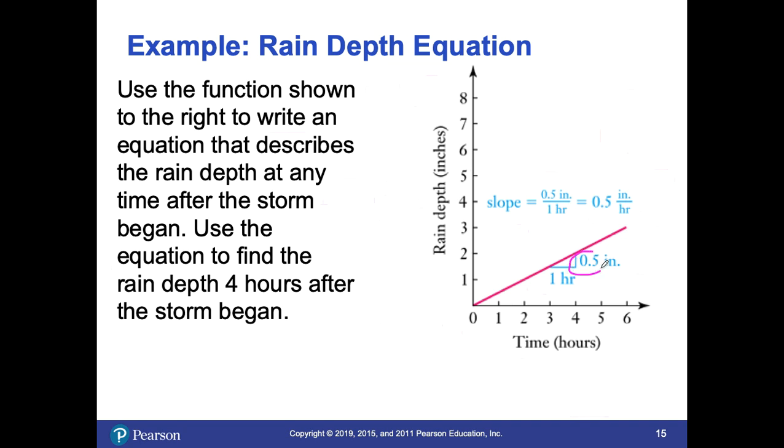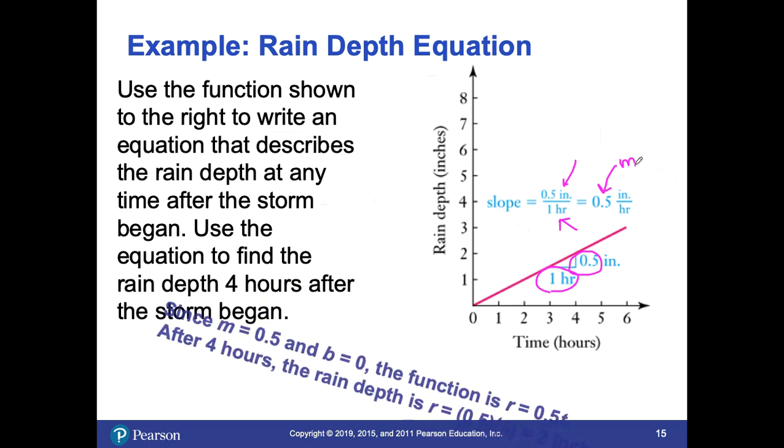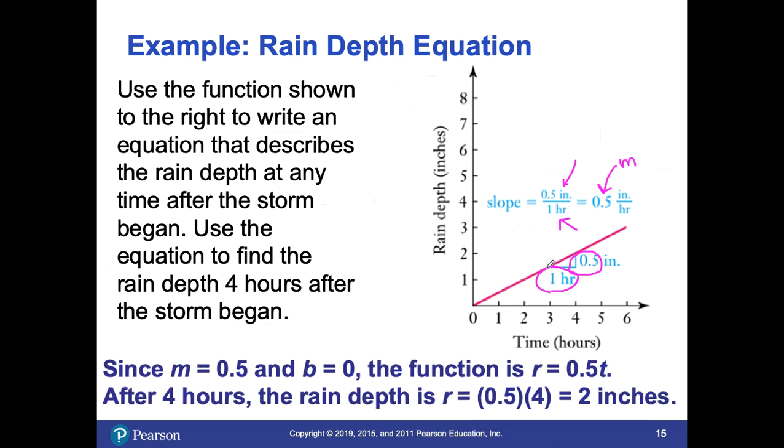Change in the y direction divided by change in the x direction. So you'll notice it's up here. 0.5 divided by 1 is simply 0.5 inches per hour. So that's going to be our slope. Slope is going to be 0.5 in this case. And notice also that the y-intercept crosses here at the origin. So because of this, we end up getting a function of r equals 0.5t.